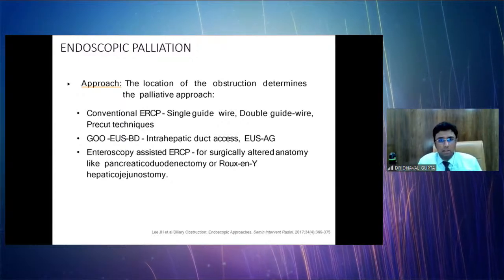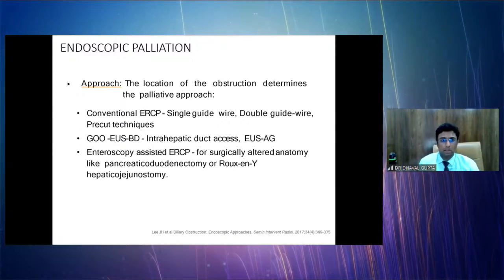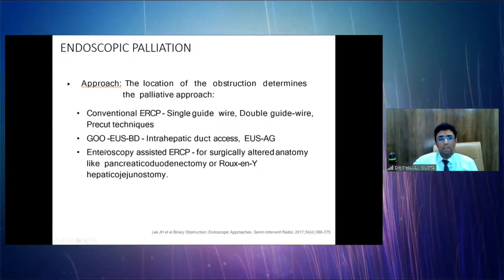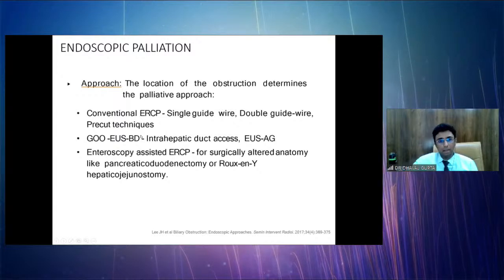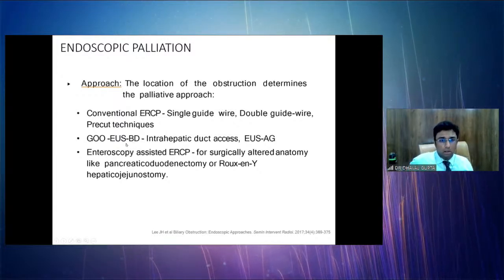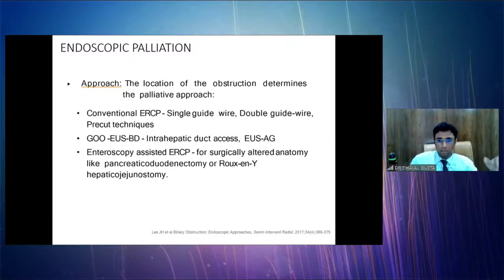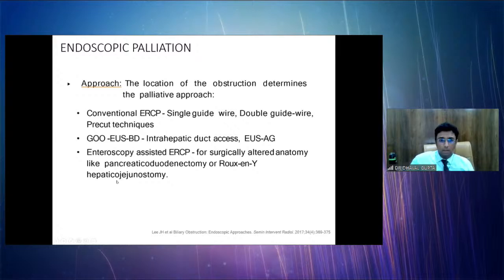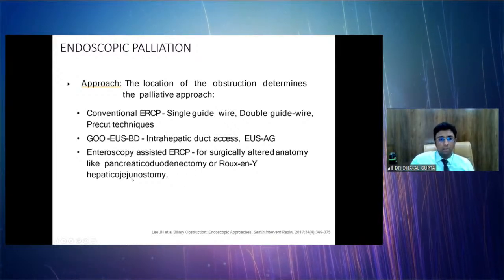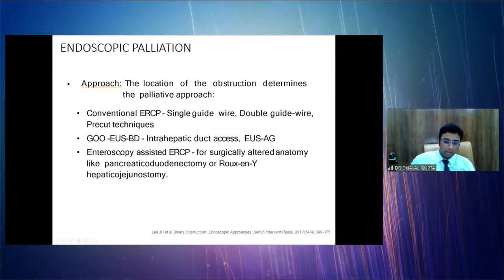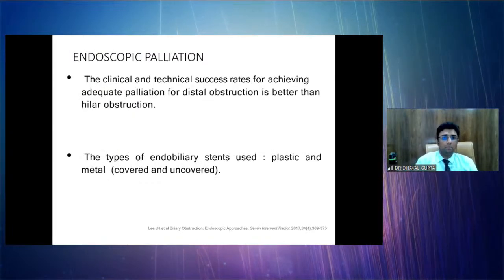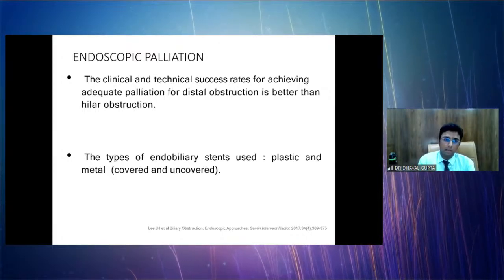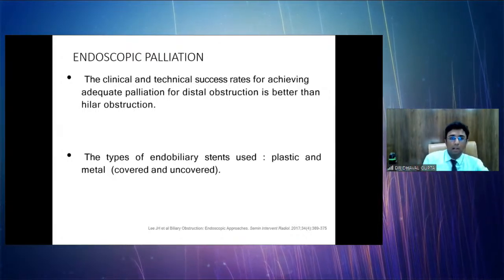Endoscopic palliation approach is based on, as I told, the location of the obstruction. In most of the cases, the conventional ERCP is sufficient. If there is gastric outlet obstruction, then we may have to take the US biliary drainage, either intrahepatic or the US guided enteral stent placement. Or if the patient has post-surgical altered anatomy like post-Whipple or Roux-en-Y, then we have to do enteroscopy assisted ERCP. The clinical and technical success rates for achieving adequate palliation for distal obstruction are better than for hilar obstruction.